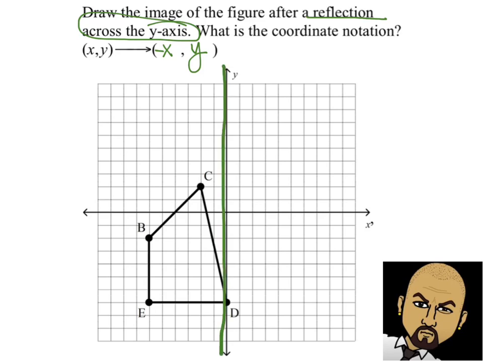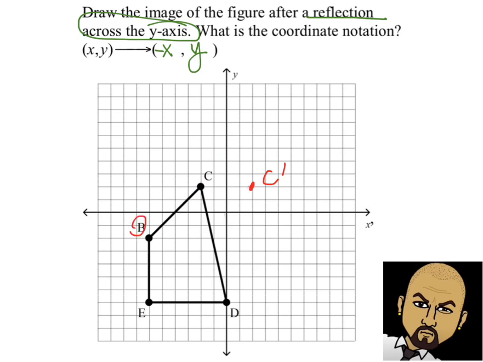So we're going to start off, here's the y-axis, and we're going to count how many units each vertex is away from the y-axis, because that's what we're reflecting upon. In other words, that's our mirror. So let's start off with vertex C. How many units across from the y-axis is vertex C? Because we're reflecting across the y-axis, it's 2. And so we count 2 units the opposite way, and we go ahead and label that C prime.